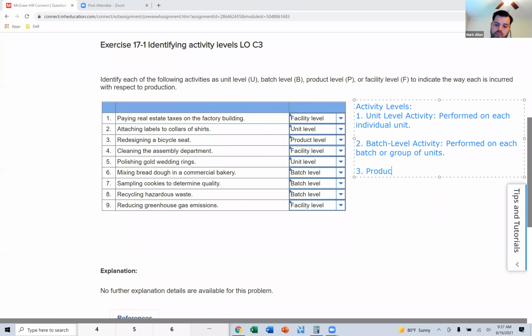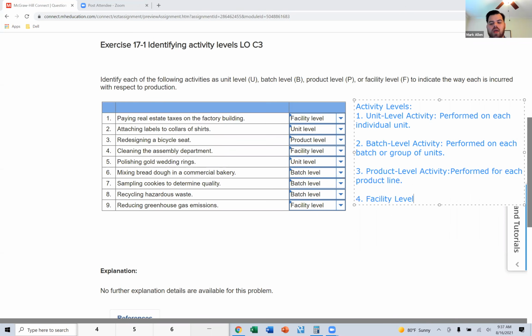Our next issue is product level activities. So a product level activity is performed for each product line. So not necessarily each unit, not necessarily each time I produce a batch, but just once for the entire product line. And then our fourth area is called facility level. And this, of course, is used to sustain facility operations overall.